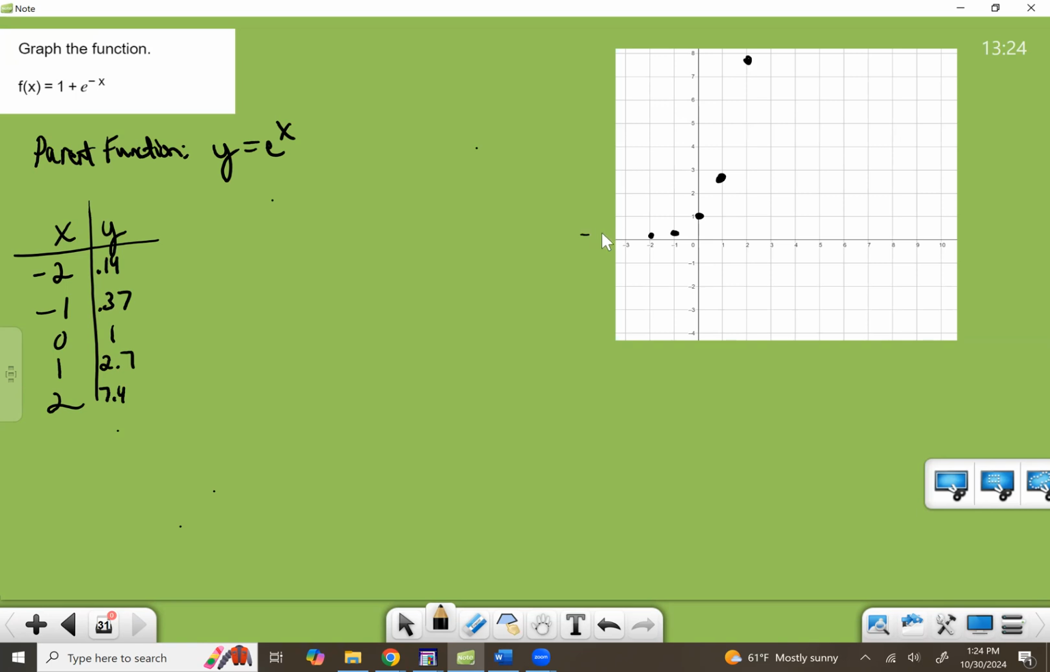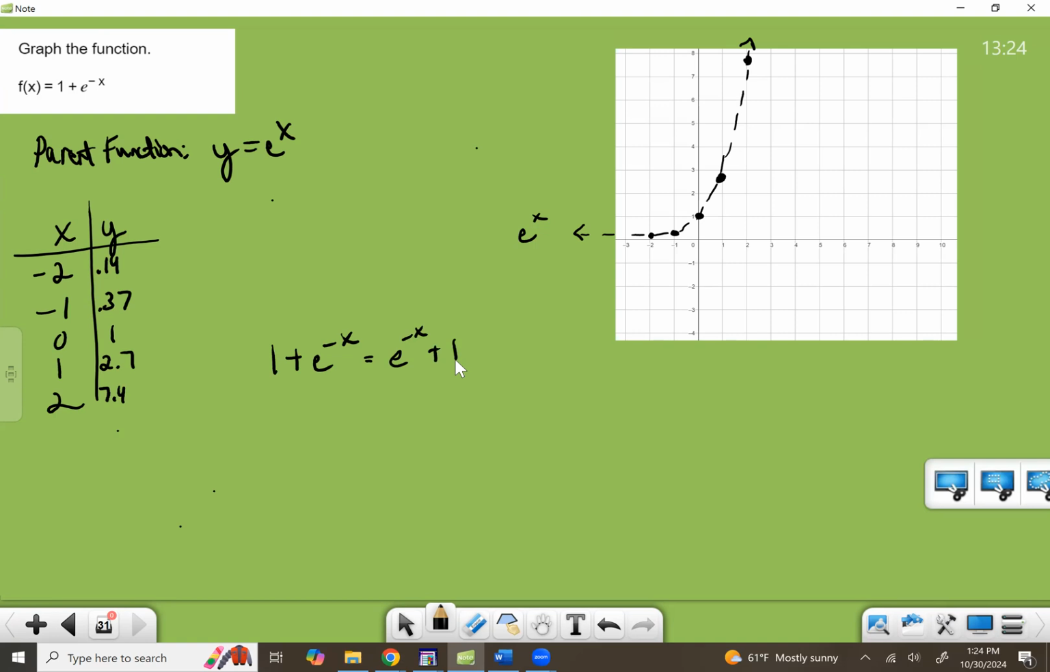Now I'm going to make it dotted because we know this isn't the final graph. This is just the graph of e to the x. So what we want to do is take that original function and ask ourselves what transformations have been done. Now, I always like to put the function first, so I'm going to put that +1 on the back end because that's just how we're used to looking at it in our class.